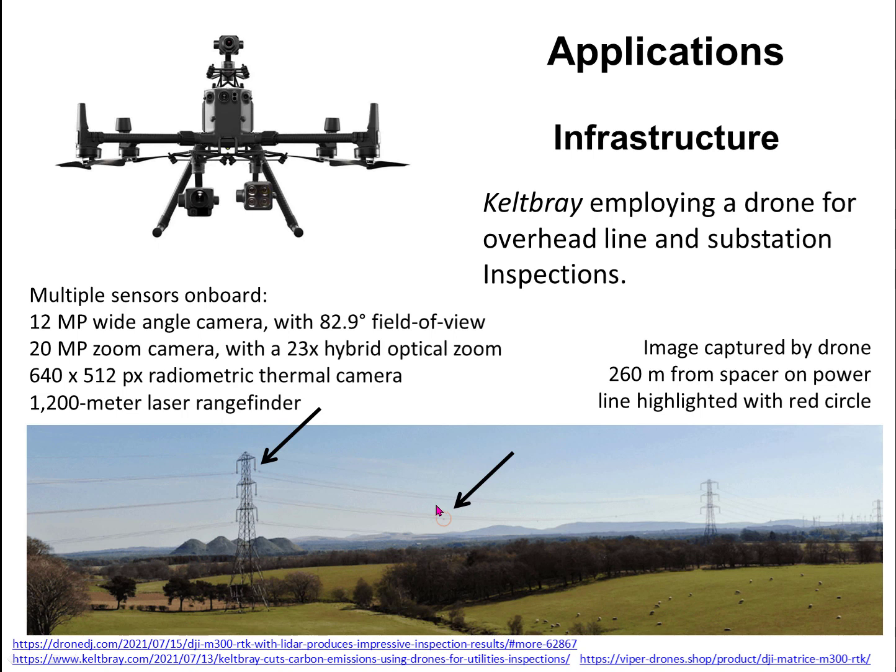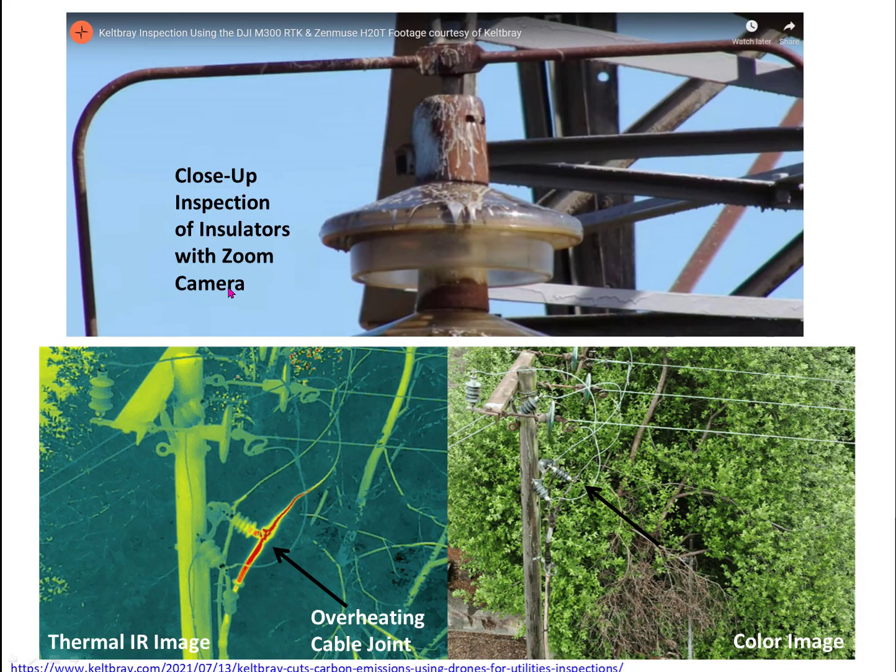And the optics are so good that they're 260 meters from the lines, and this is a spacer highlighted by that red circle that they can see. And now we're going to fly in and do the inspection on the insulator. And in the top image is what it looks like. They can get really close and do a great job inspecting the hardware on these very tall towers.